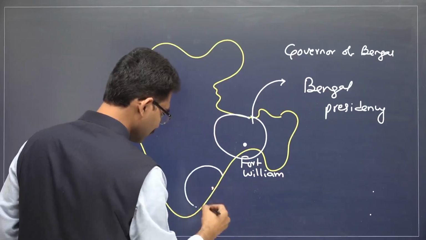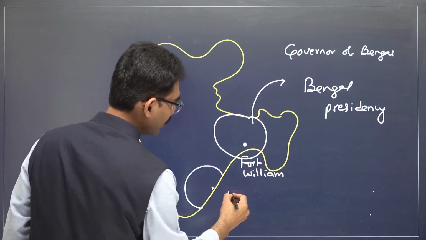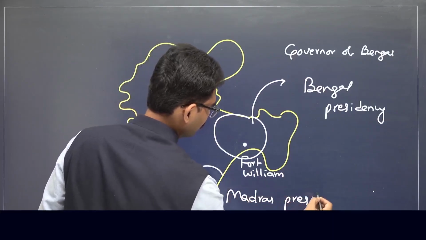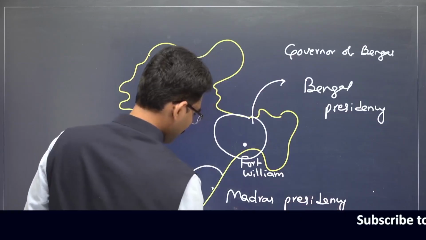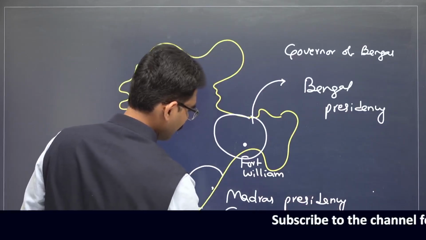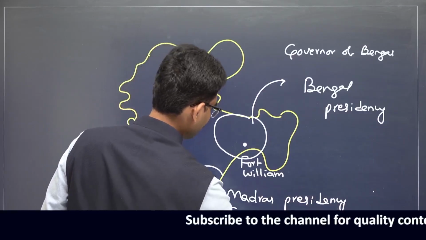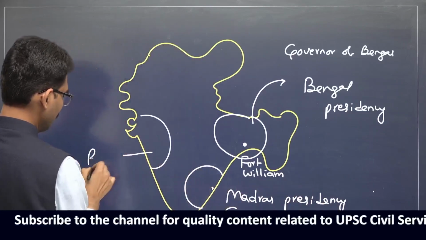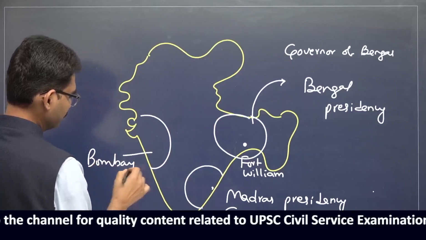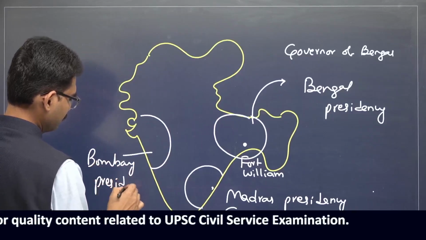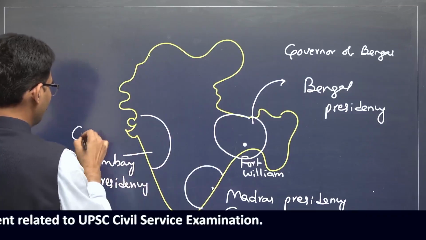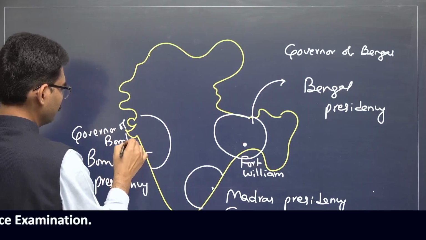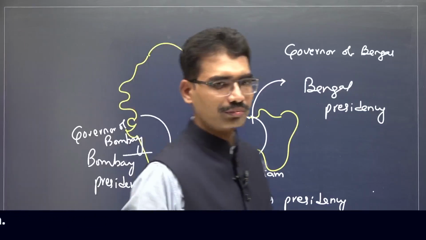And when it comes to this, the Madras Presidency and the administrator, Governor of Madras. And this side, the Bombay Presidency and Governor of Bombay. This is the situation.